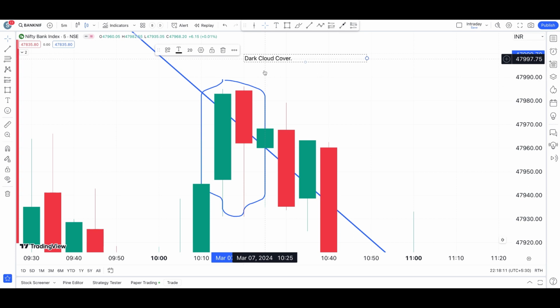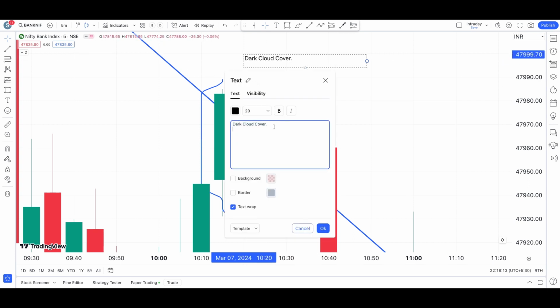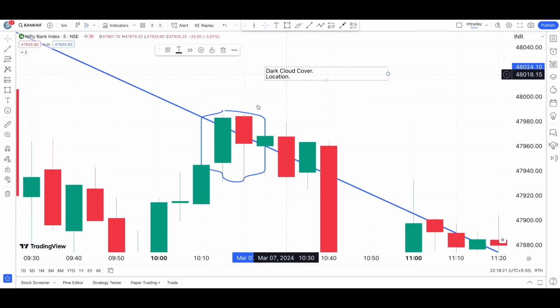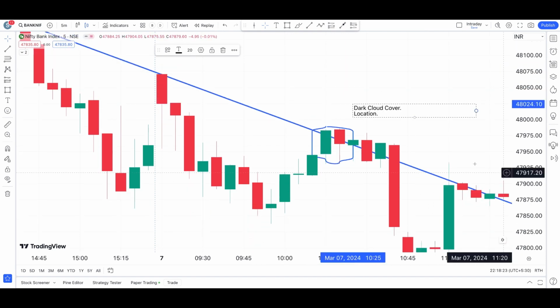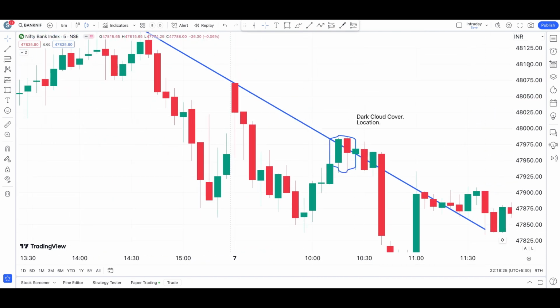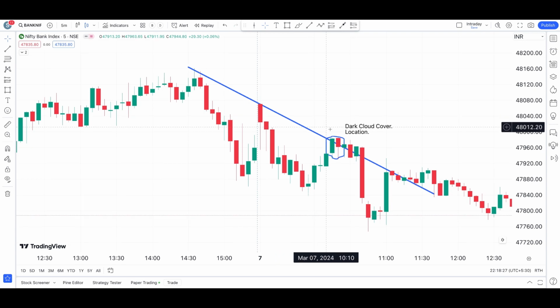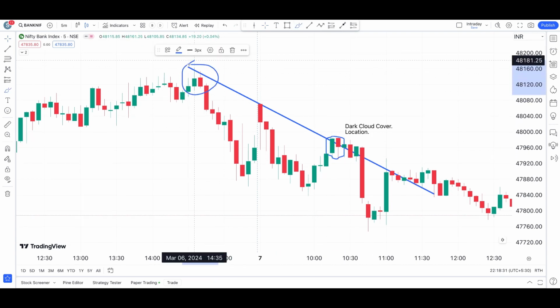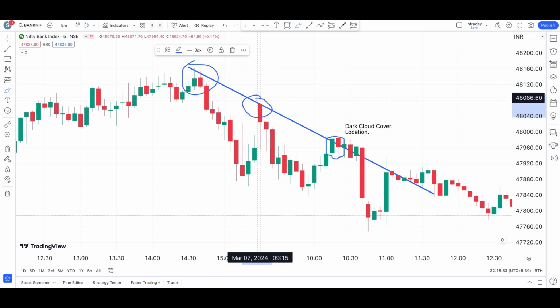So the second important thing here is your location. Let's take a look at where this candlestick pattern has taken shape. It is exactly taking place at this trend line which you have drawn based on these two reactions, that reaction and this reaction.